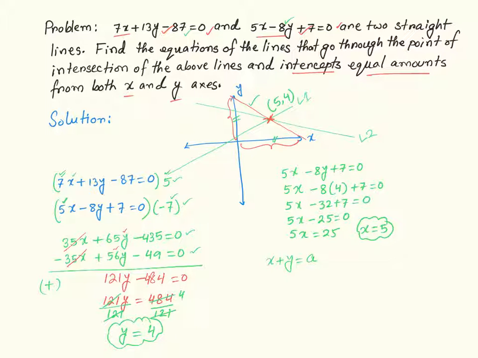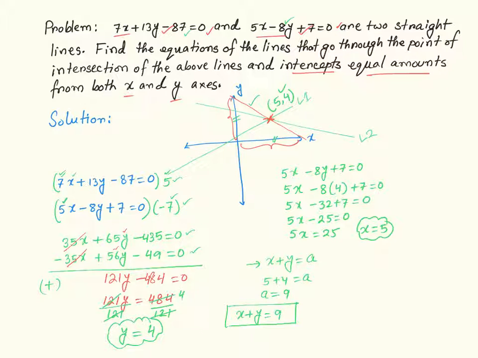So let's go ahead and solve this. Since the line goes through the point 5, 4, it must satisfy this equation. So it's going to be 5 plus 4 is equal to a, or a is equal to 9. So my equation is going to be x plus y is equal to 9. So that's my equation.